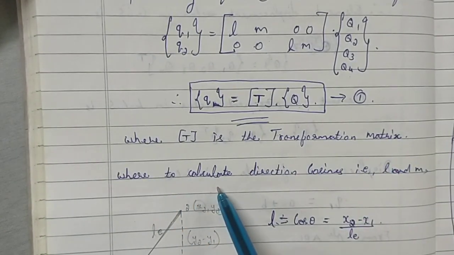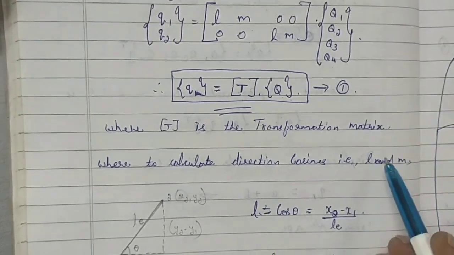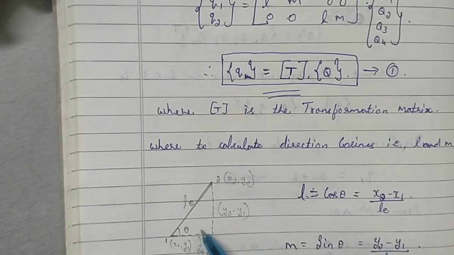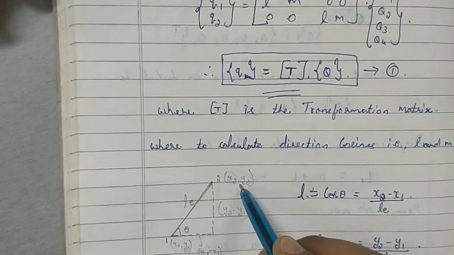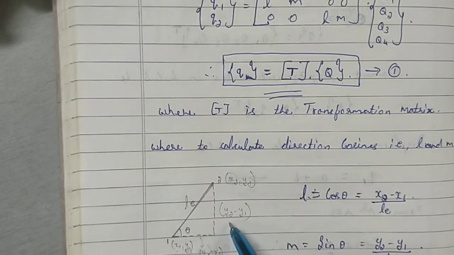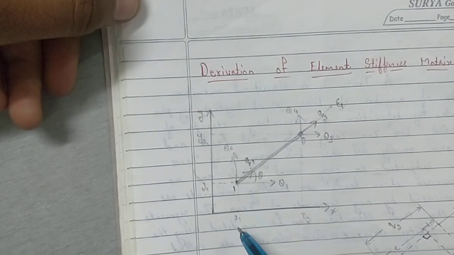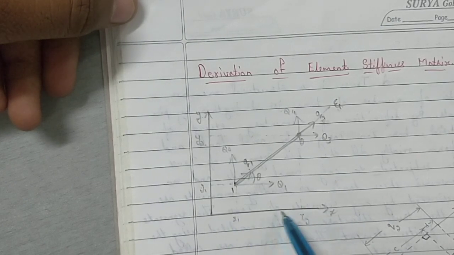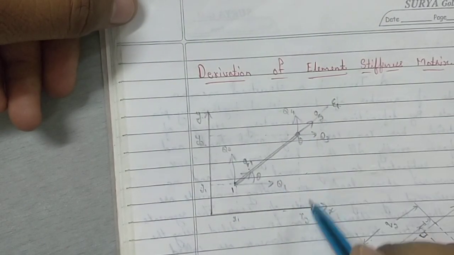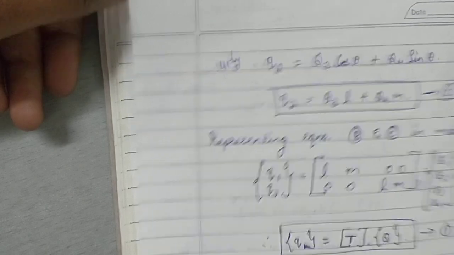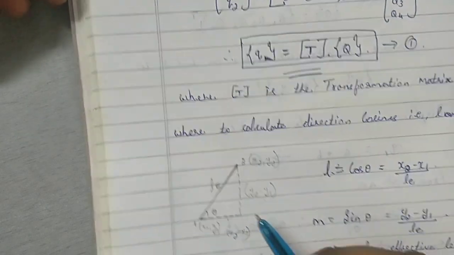To calculate direction cosines, that is L and M, if you take an element LE, this is the first node and the second node, and it is at an angle of theta. Coordinates are x1 y1 and x2 y2. So what will be this length? This length is nothing but x2 minus x1. This length is nothing but y2 minus y1. Am I right? Got it? That's what I have written, x2 minus x1 and y2 minus y1.